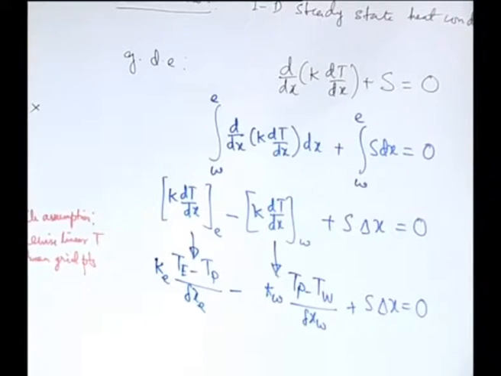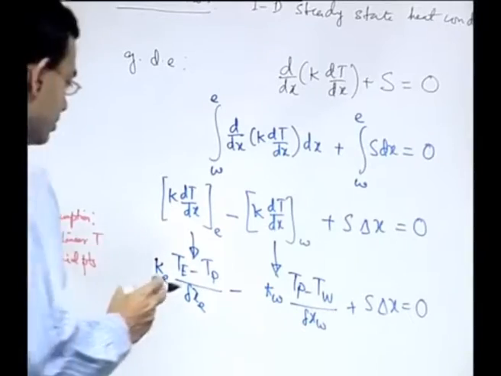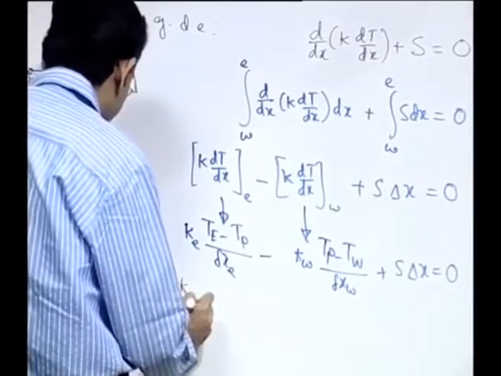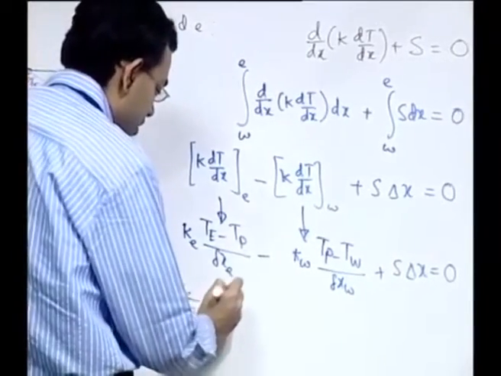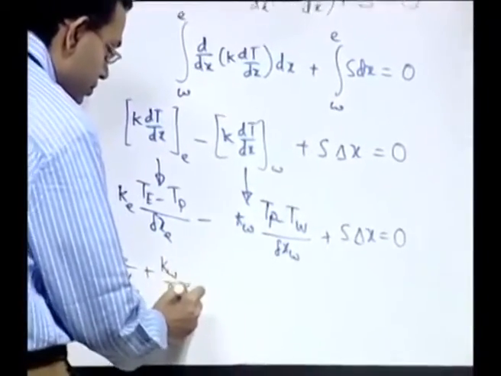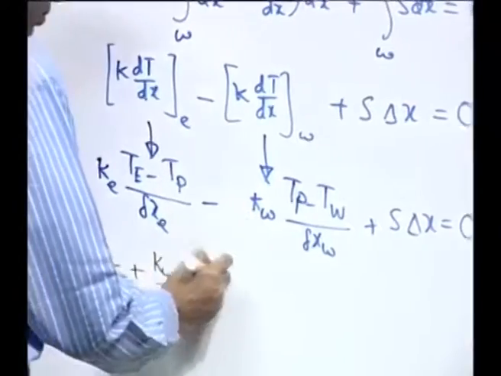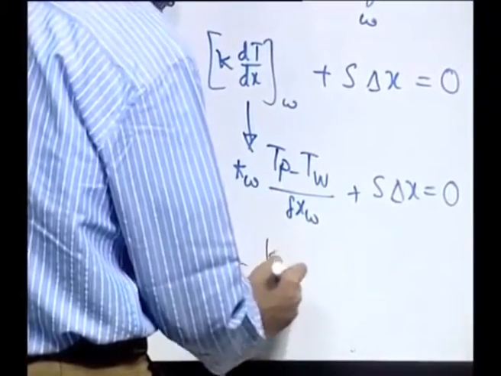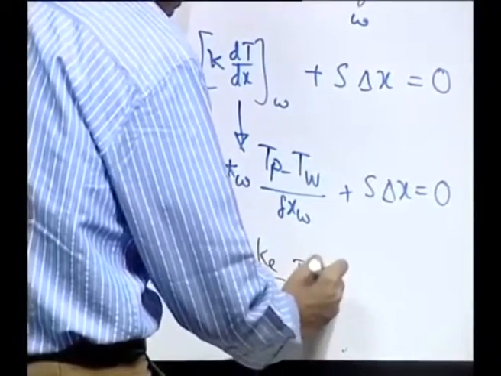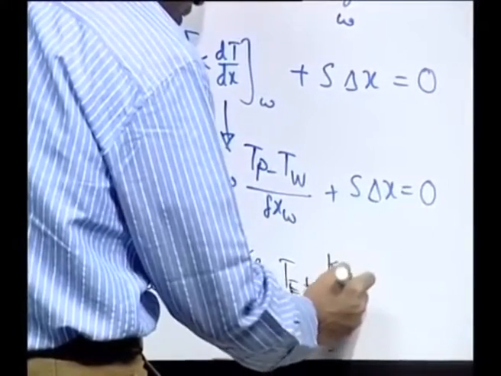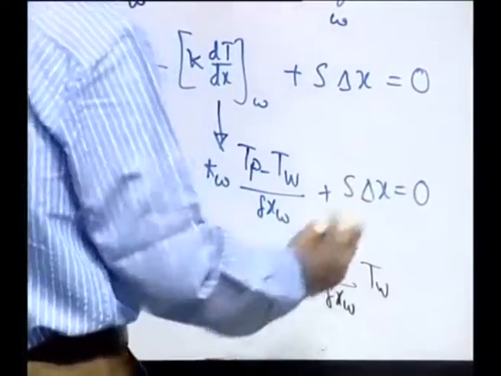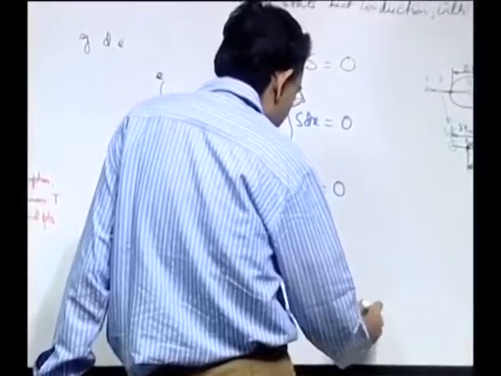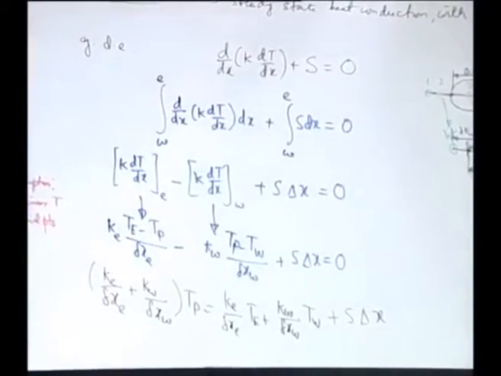So you can assemble this equation and write: (k_e by delta x_e plus k_w by delta x_w) T_P is equal to k_e by delta x_e T_E plus k_w by delta x_w T_W plus S into delta x.